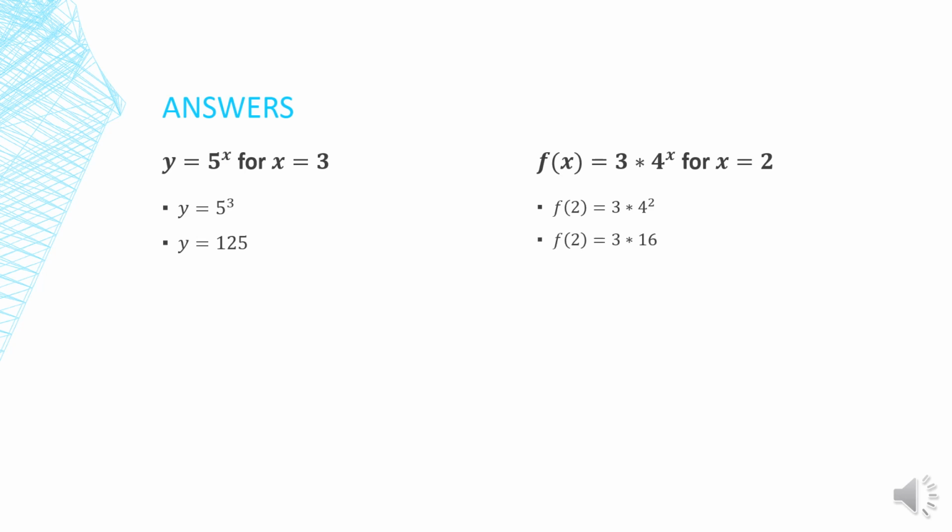For y equals 5 to the power of x, we plug in 3 for x. 5 to the third power, in evaluating it, gives me 125. For the second one, plug in 2 for x. So f of 2 is equal to 3 times 4 raised to the power of 2. We need to do the exponent first. 4 squared is 16. Then 3 times 16 is 48. So f of 2 is equal to 48.